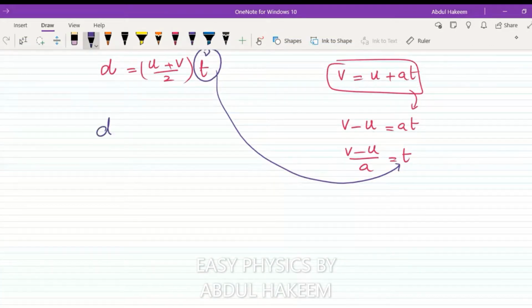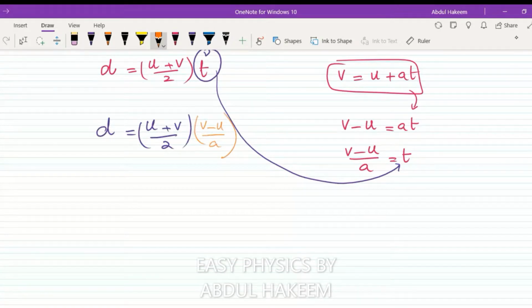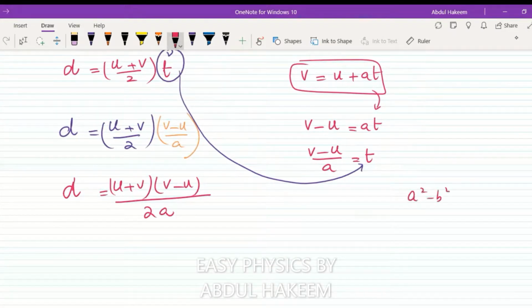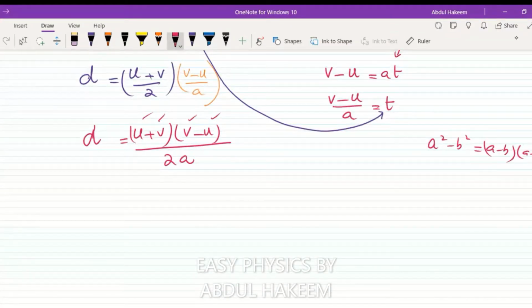Then, distance is equal to (u plus v) over 2 times t, where t is (v minus u) divided by a. So it can be written as distance is equal to (u plus v) into (v minus u) divided by 2a. Now, according to the maths formula, a squared minus b squared is (a minus b)(a plus b). So look at this, a minus b, a plus b. So it will be equal to v squared minus u squared. So distance is equal to (v squared minus u squared) over 2a.